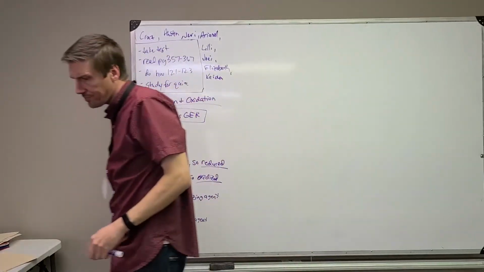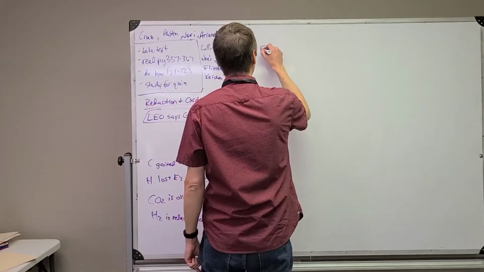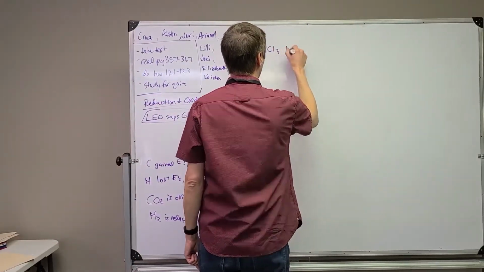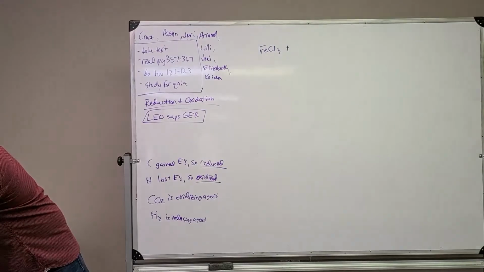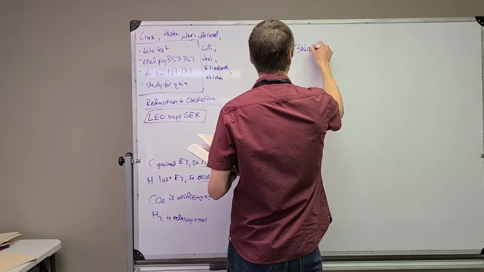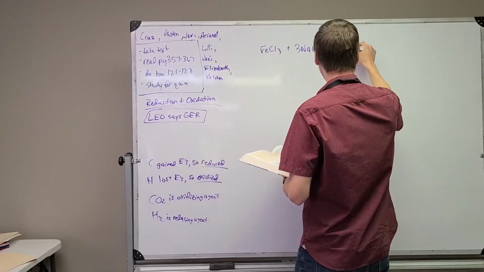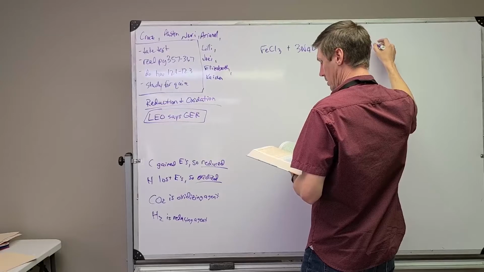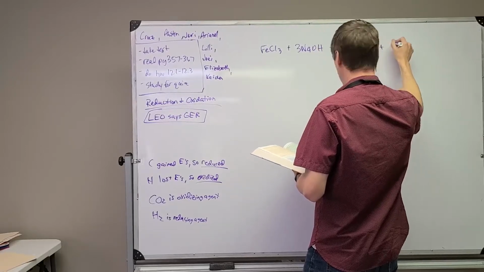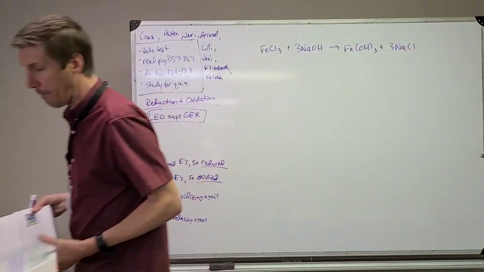All right, so the last one is FeCl3 plus 3NaOH gives Fe(OH)3 plus 3NaCl. All right.